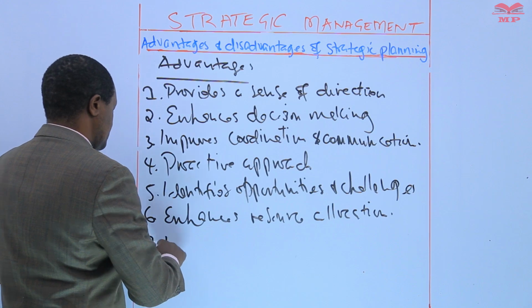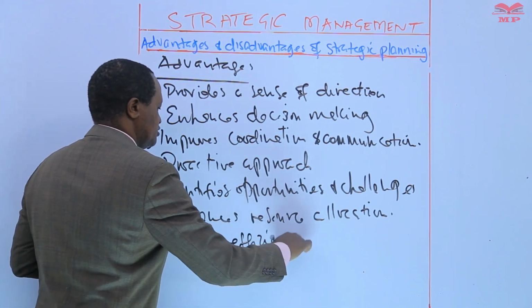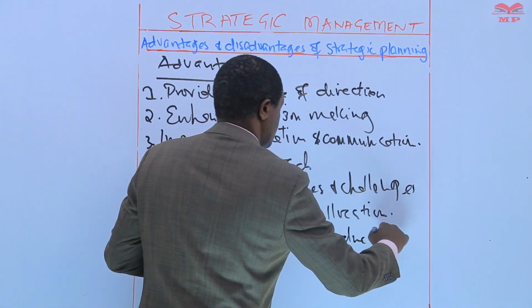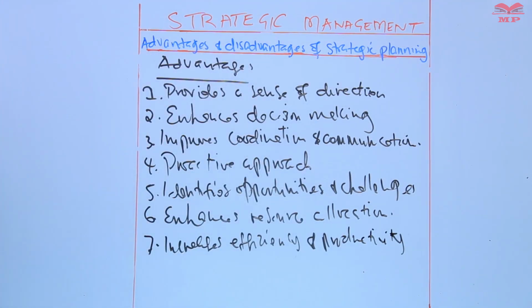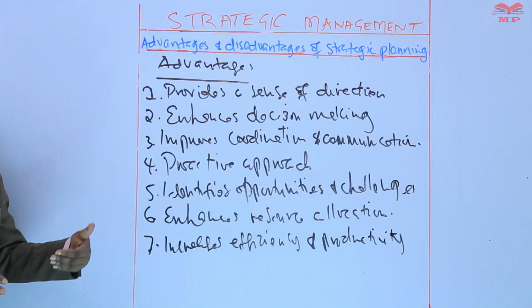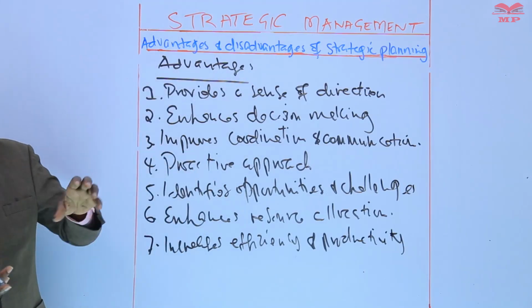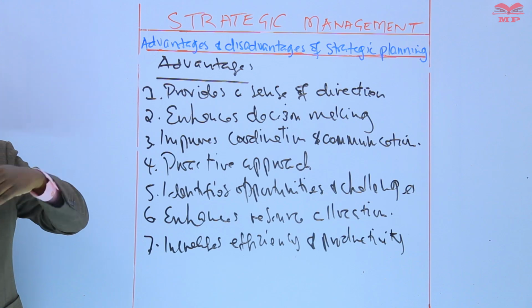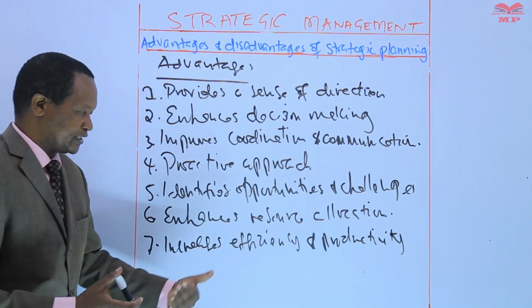Seven, it increases efficiency and productivity. Strategic planning increases efficiency and productivity. By streamlining processes and aligning activities with the overall strategy, organizations can improve operational efficiency and productivity.